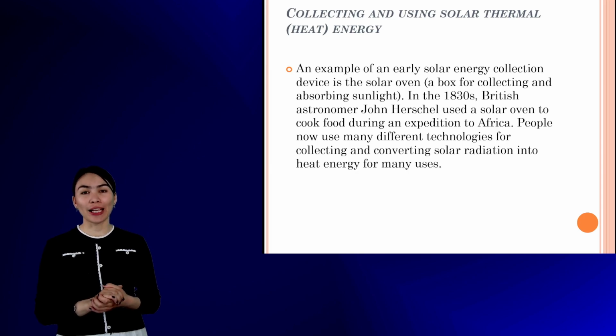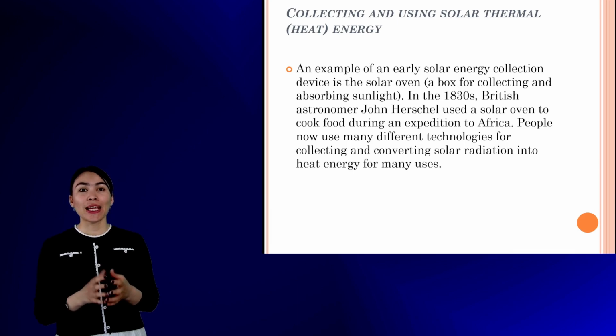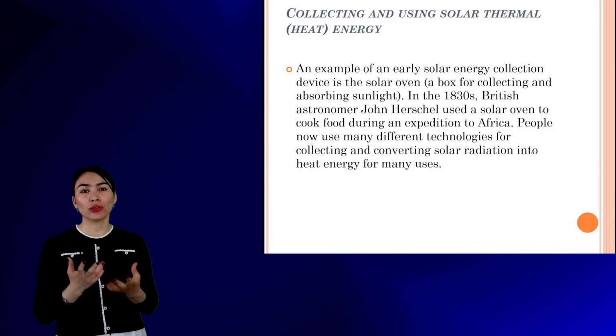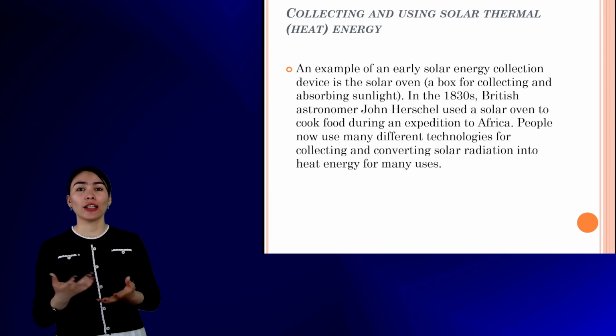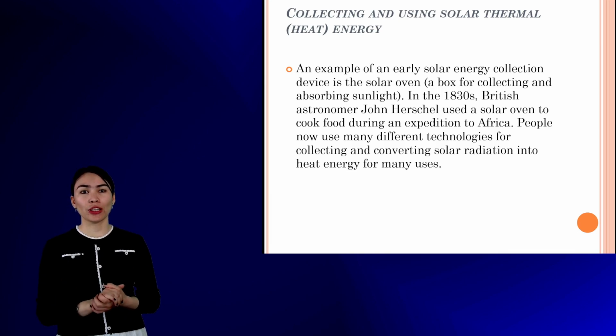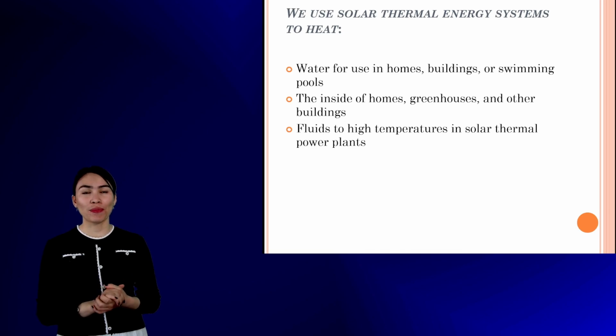So let's talk about collecting and using solar thermal energy. An example of an early solar energy collection device is the solar oven. That's a box for collecting and absorbing the sunlight. In the 1830s, the British astronomer John Herschel used a solar oven to cook food during his expedition to Africa. People now use many different technologies for collecting and converting solar radiation into heat energy for many uses.